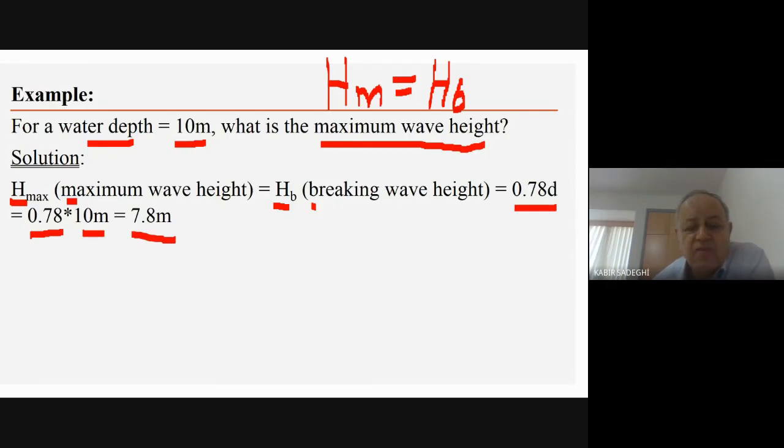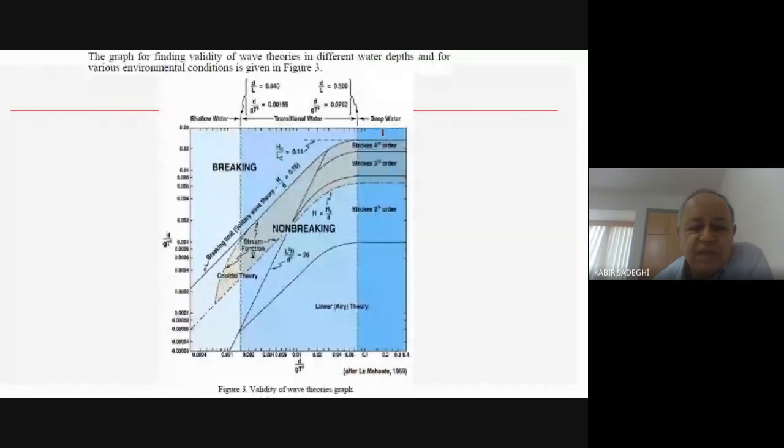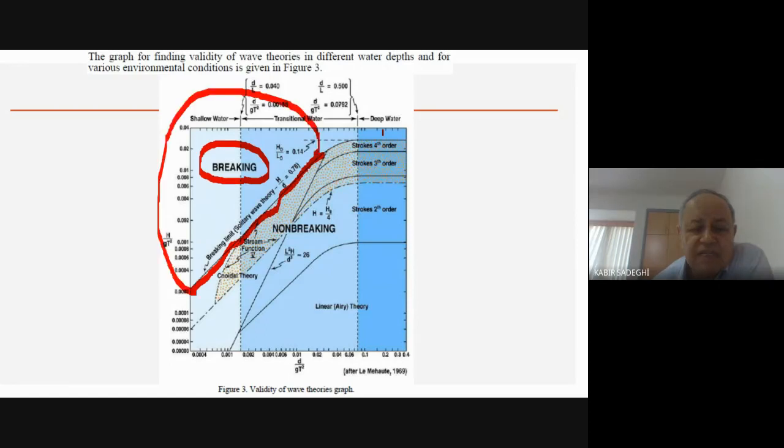Let me go back to the slide and show you where I found this value. If you see in this slide, this is the value. This was the limit line. Actually, after this line breaking starts; in this area we have breaking. But here is the limit of that, the starting of that. So you see that we have 0.78. Okay.